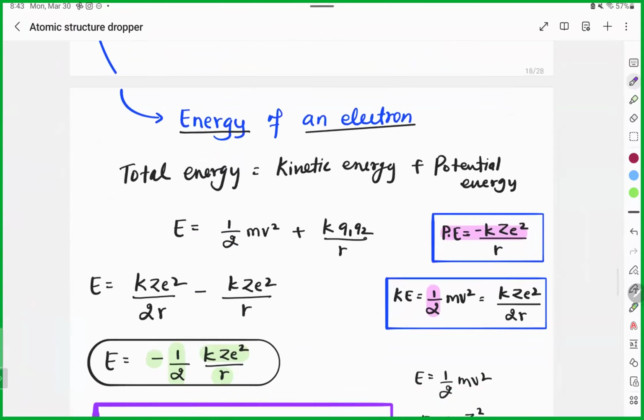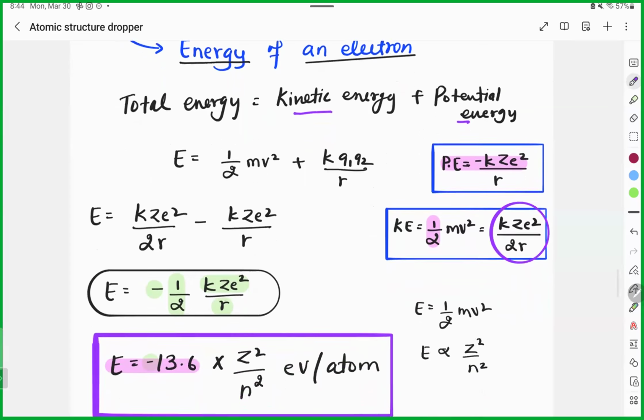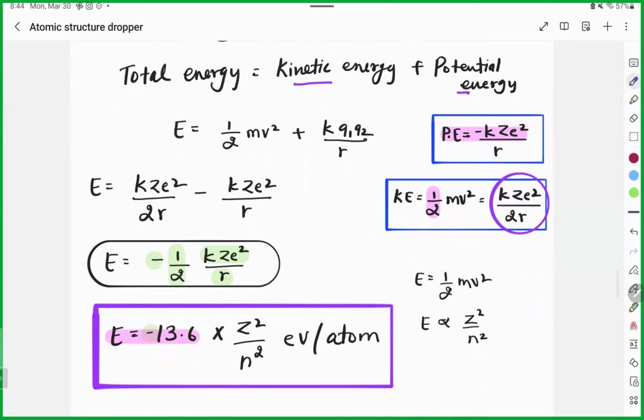Energy. When you calculate total energy, it is the addition of kinetic and potential energy. Even in the gravitation chapter, we know potential energy is equal to minus k z e square by r, and kinetic energy is half of this. Total energy, if you calculate this, will be minus of the kinetic energy. Total energy will be half of the potential energy.